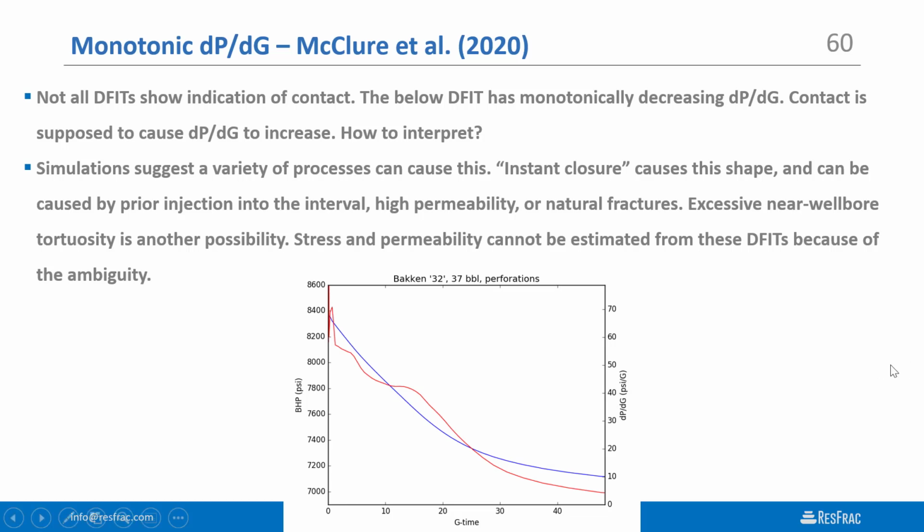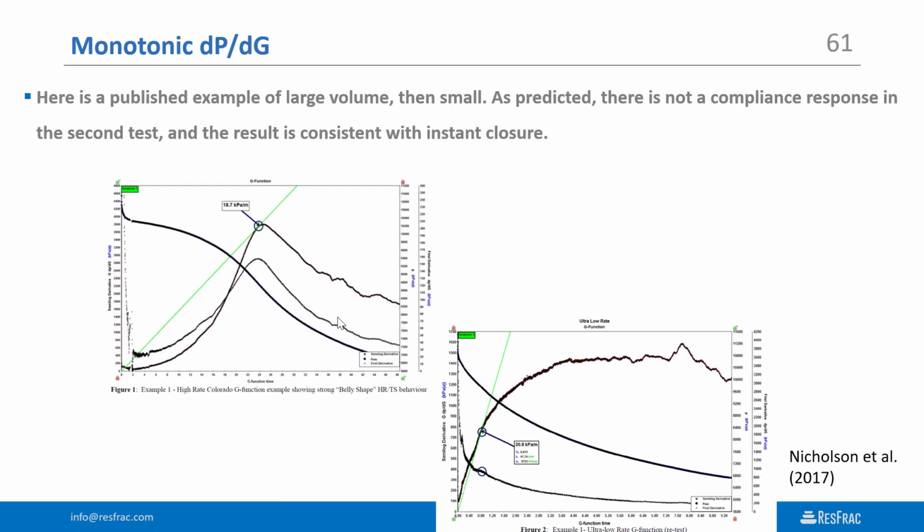So in the roughly 1/4 to maybe 1/3 of DFITs where I see a response like this, I usually say I cannot interpret stress, which is unsatisfying, but that's just the answer. I think that's the reality. We shouldn't claim to estimate stress if it's not possible to estimate stress. Now, I also noticed this happened a lot in the Bakken in particular, and I think it's probably because the Bakken has a higher permeability than most other shale plays. And so it's more likely that the fracture will close simultaneously with near wellbore tortuosity.